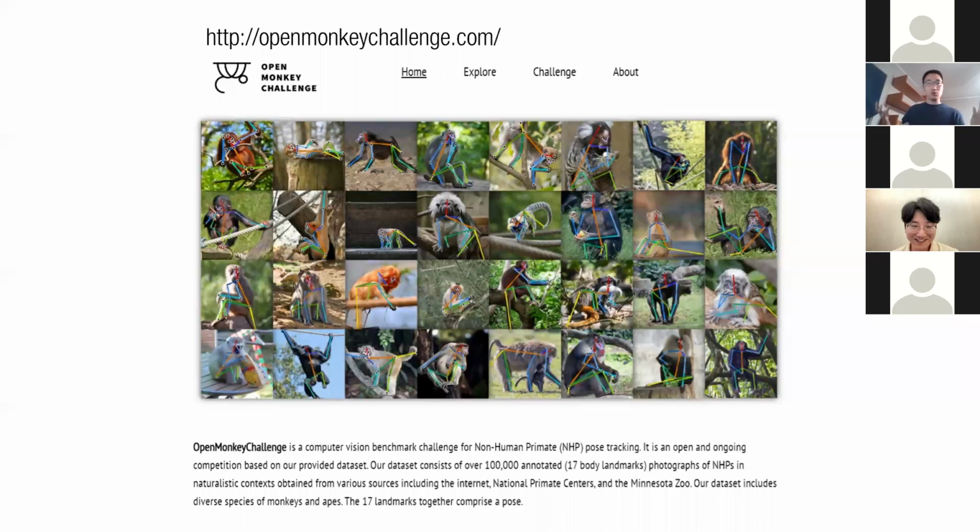To study this problem, we launched the OpenMonkey Challenge to attract machine learning researchers to participate. If you're interested in machine learning problems, please check out our website, openmonkeychallenge.com, which provides annotated data, challenges, and all the description of this challenge.